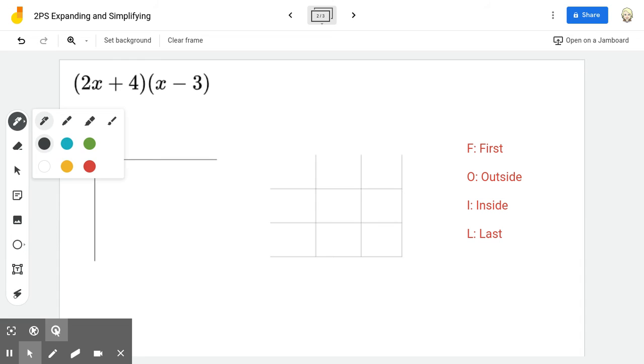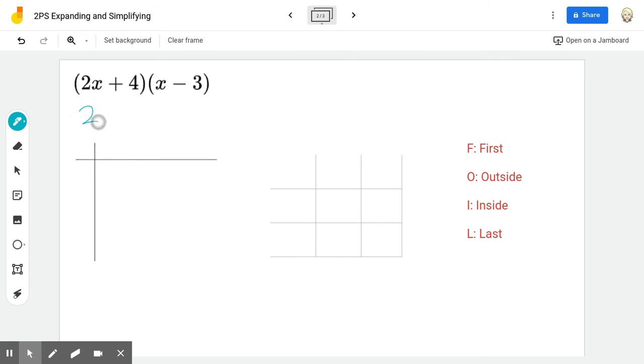There we go. So we ended up with an answer of 2x squared minus 2x minus 12, if I remember correctly. So we're going to check it with the other two methods and make sure we get the same answer every time. So we have 2x plus 4 times x minus 3. Make sure that negative stays with that 3 here. Very, very important. Then we multiply.